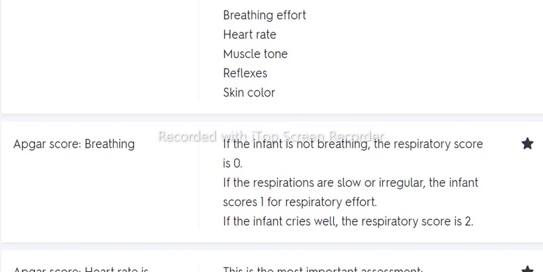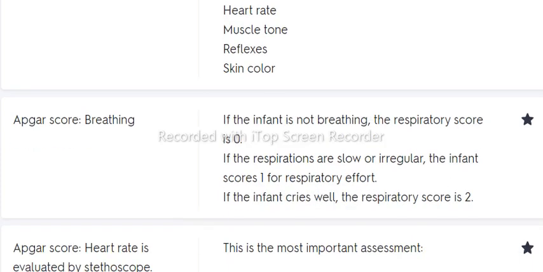Apgar score, breathing. If the infant is not breathing, the respiratory score is 0. If the respirations are slow or irregular, the infant scores 1 for respiratory effort. If the infant cries well, the respiratory score is 2.